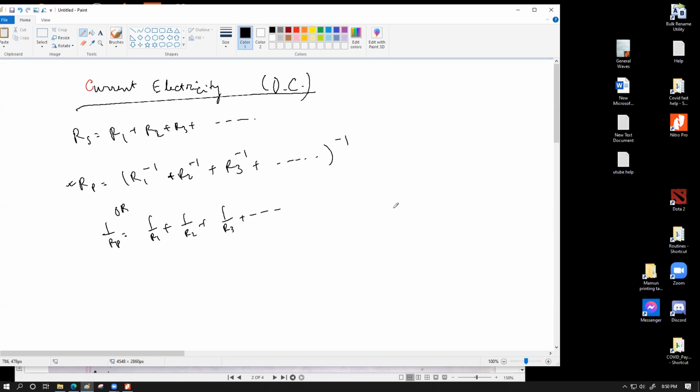The next thing we have to remember is Ohm's law. Ohm's law is V equals IR, applicable at a constant temperature. V is the voltage across a conductor, R is the resistance of the conductor, and I is the current flowing through the conductor.